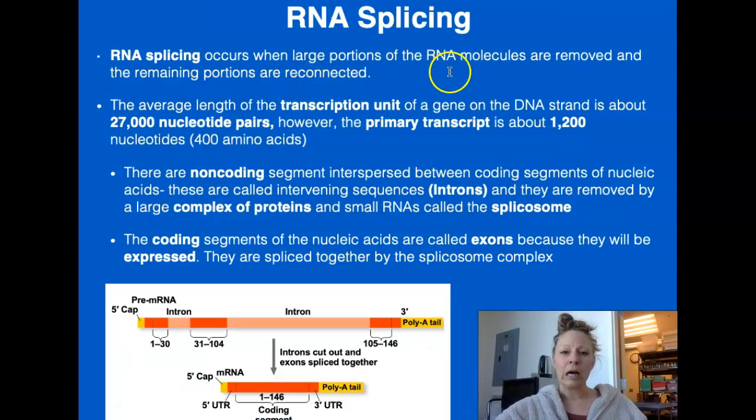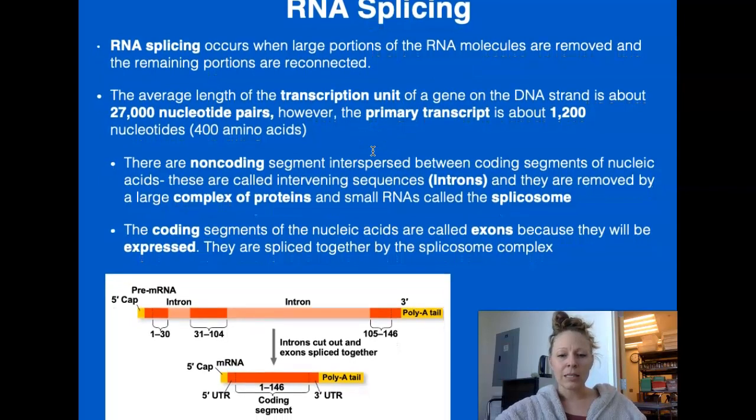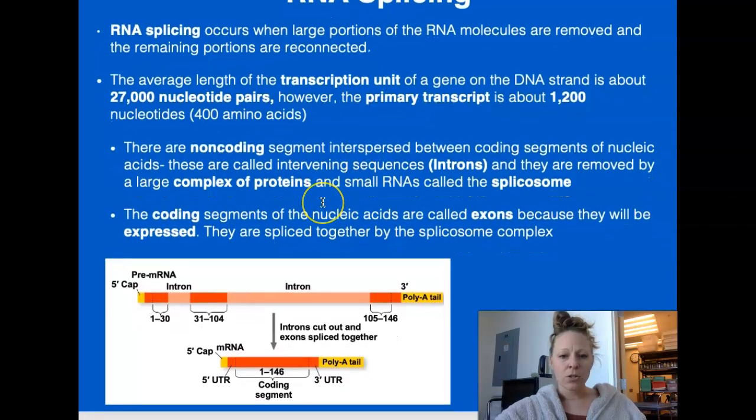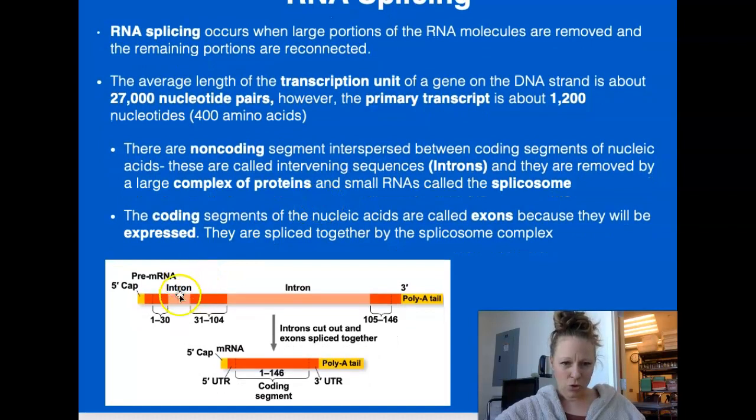RNA splicing occurs when large portions of the RNA molecules are removed. It's a little counterintuitive. Here we have introns, and the red segments are called exons. It would only make sense if the introns stayed in, but they don't. The introns are what are removed, because introns stands for intervening sequences. The introns are going to be taken out, and the exons are going to be glued together.